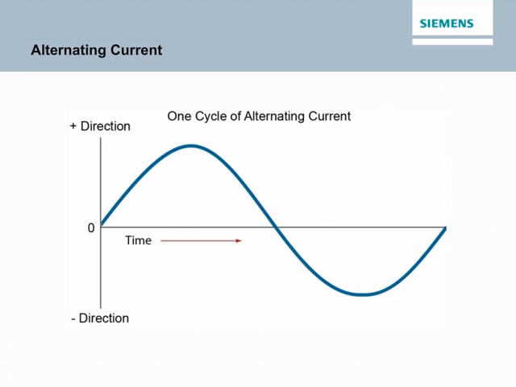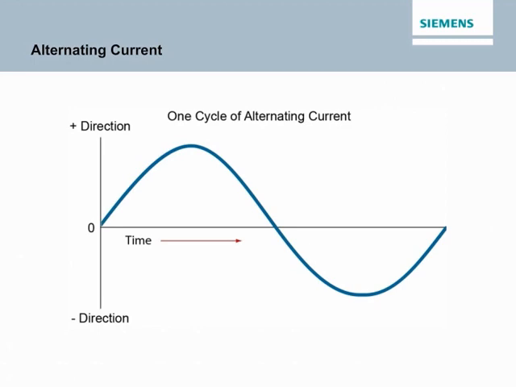A sine wave can represent current or voltage, and there are two axes. The vertical axis represents the direction and magnitude of current or voltage. The horizontal axis represents time. When the waveform is above the time axis, current is flowing in one direction. This is referred to as the positive direction. When the waveform is below the time axis, current is flowing in the opposite direction. This is referred to as the negative direction.